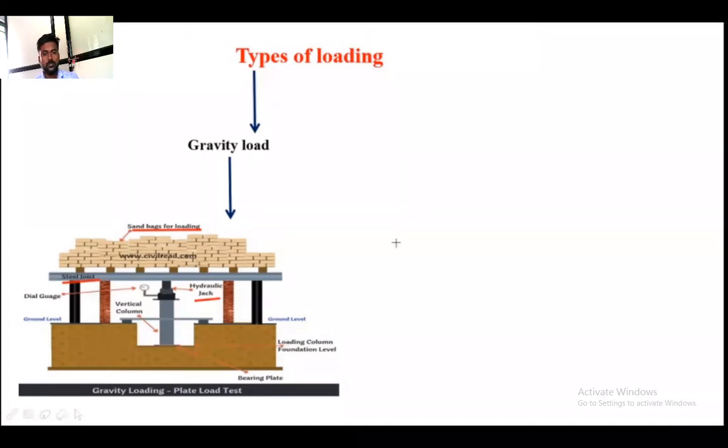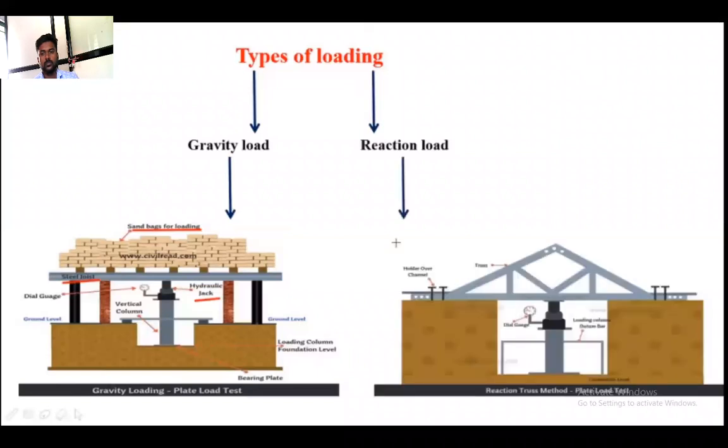Okay, the next one is reaction load. In reaction load, you don't have sandbags or any other dead weight, but instead you have a hydraulic jack present over here. The job of this hydraulic jack is to apply the load gradually onto your plate, which is present at the bottom. Then you have a reaction truss or a reaction beam, as in the picture I have shown you. The job of this reaction truss or reaction beam is to hold the hydraulic jack in position, because once you start applying the load vertically downward, a reaction is generated in the upward direction.